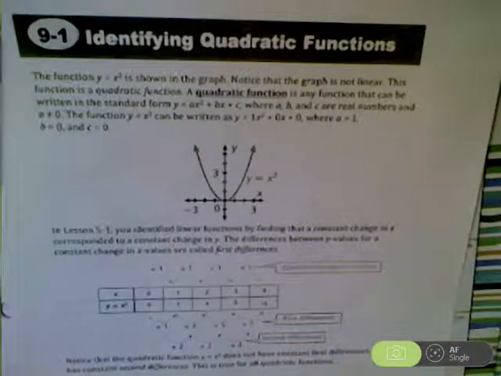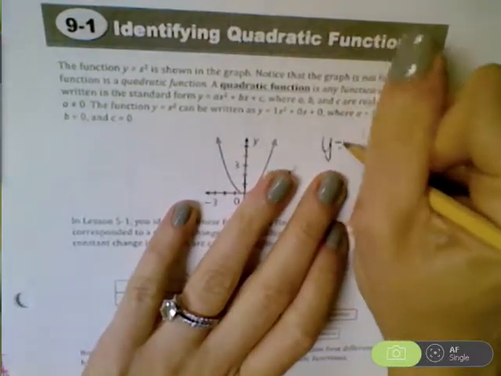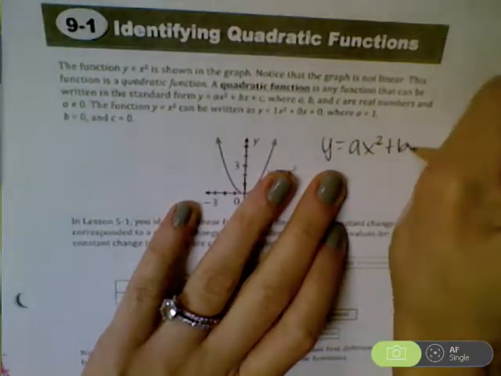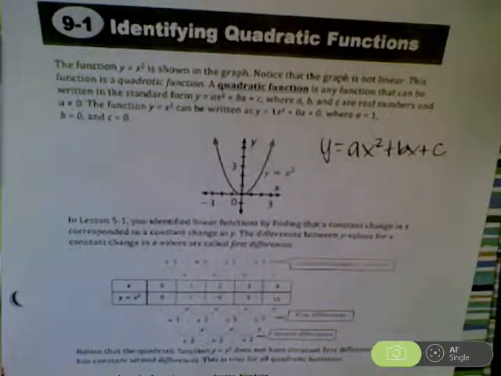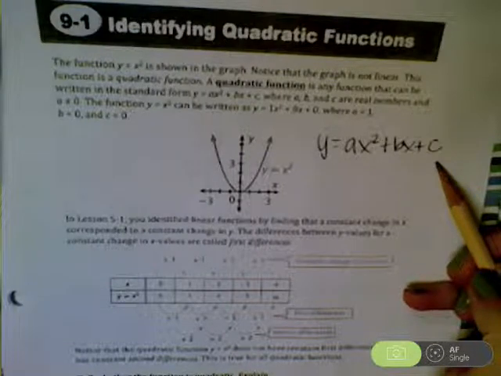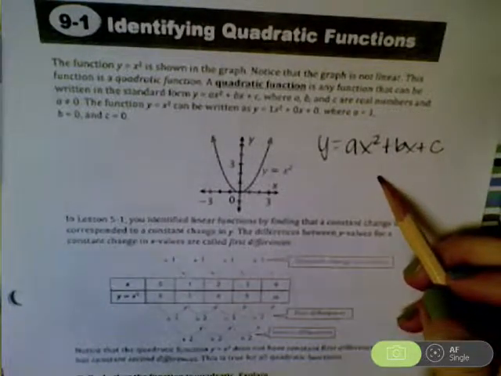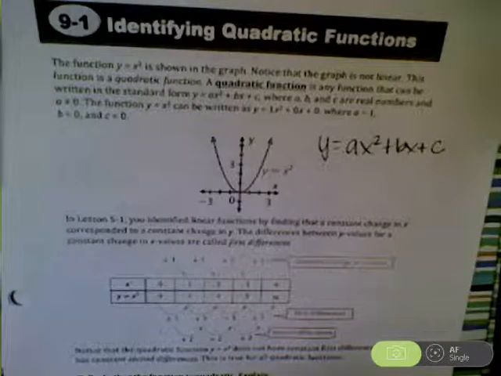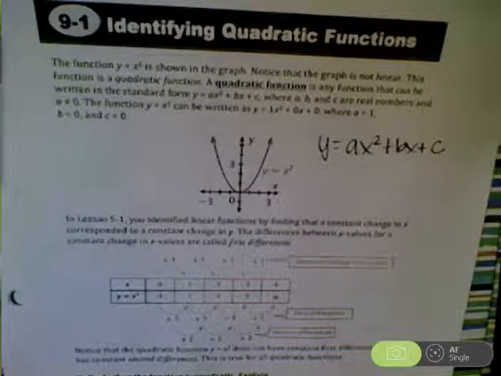So the most important thing from that paragraph is the equation y equals ax squared plus bx plus c. Like it says, this is the standard form of quadratic equations. The bx and the c are optional. Some quadratic equations will have those values, some will not. But the ax squared is not optional. All quadratic functions have to have an x squared value. That's what makes them quadratic in the first place. So if this value is not present, then it is not a quadratic function.